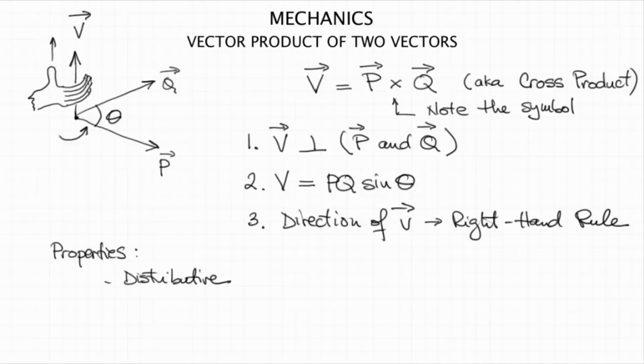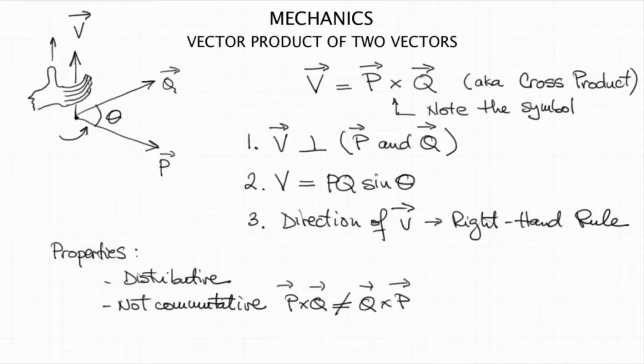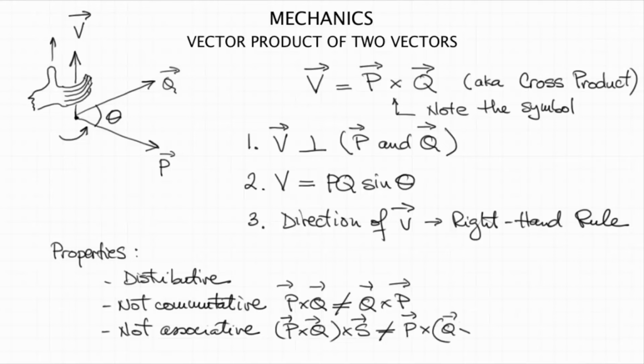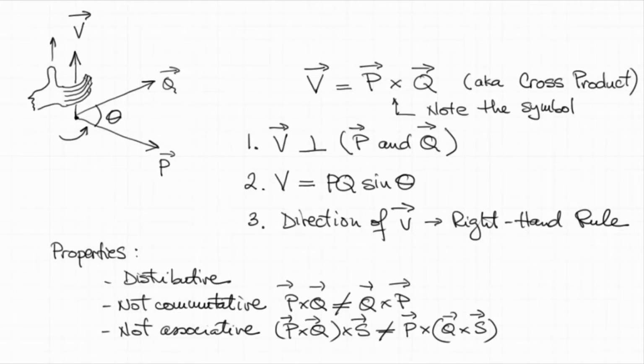Now, a few properties of the vector product. It is distributive, but it's not commutative, and that means that P cross Q is not equal to Q cross P. The vector product is also not associative. In other words, the order in which we perform the operations matters. So if we cross P and Q first, the result will be different than if we cross Q and S first. Very important to remember these properties.